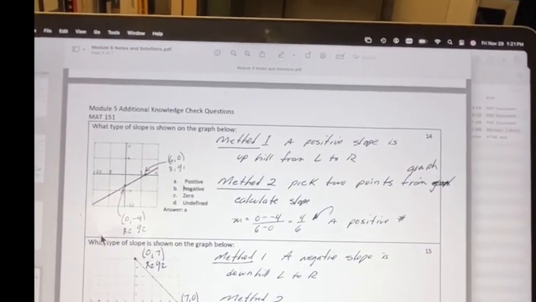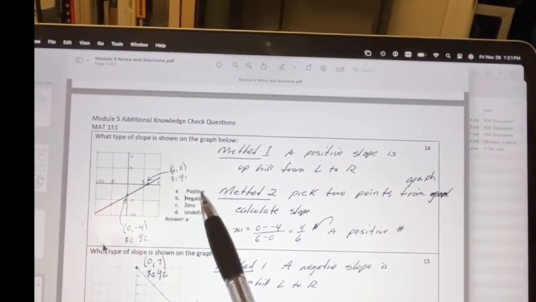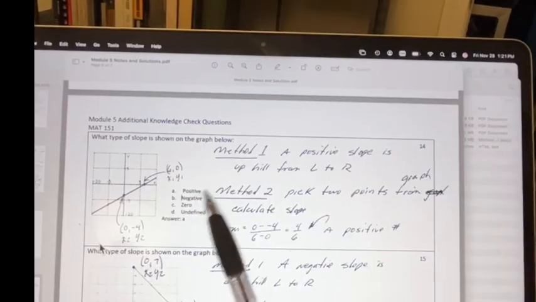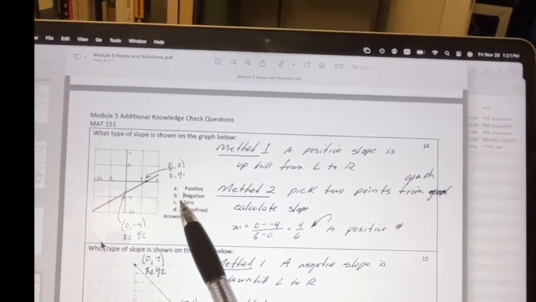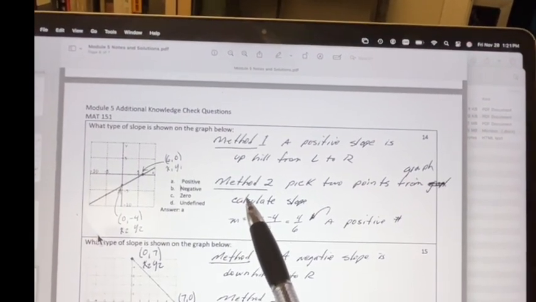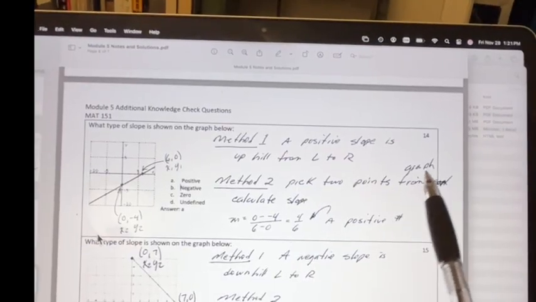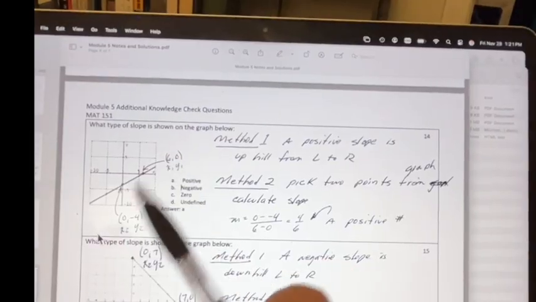And here they want to know this type of slopes. If you know the answer is based on that definition, then that's a positive slope and you're done. But if you don't know that, here's method 2. And method 2 is the exact same method we've been doing. Pick 2 points from the graph and calculate the slope. Same markings, same formula.